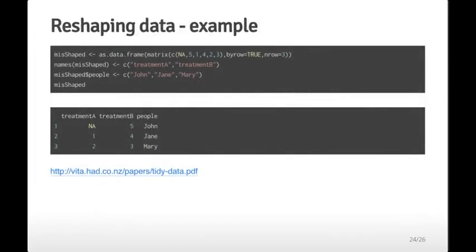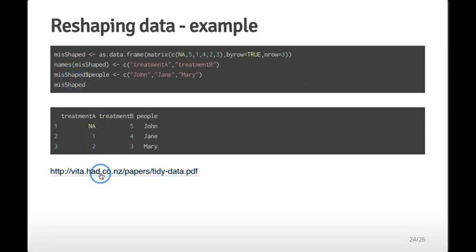So the other thing that we need to do, and it was one of the components of tidy data, is that sometimes we need to change the format of data sets. Basically this is changing the shape so that we end up with observations in rows and variables in columns. So this is a misshaped data set.